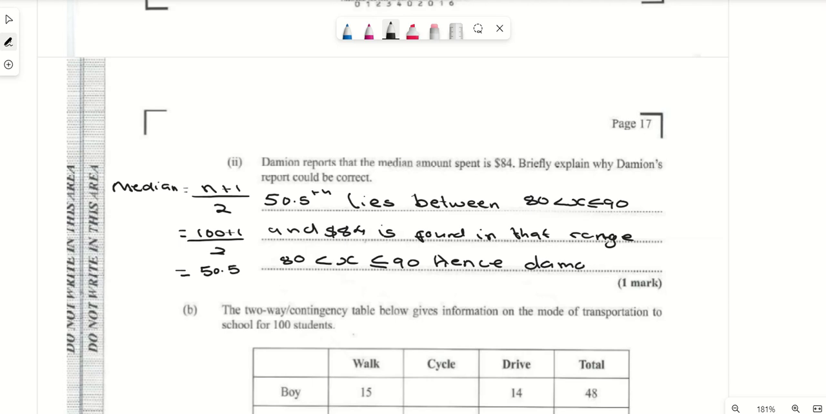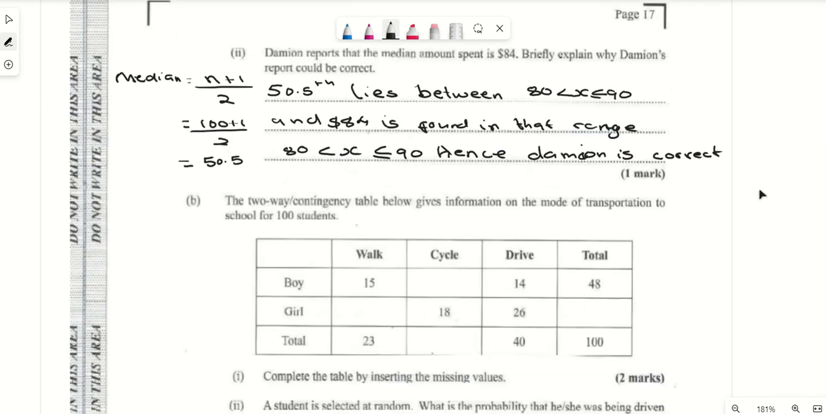Damien is correct. So first off, we're going to find the median. Then when we find the median, you find out where that 50.5 lies, and it lies between the amount 80 to 90, and $84 is found between 80 and 90, so therefore Damon is correct. Right, and that is how you do part 2.